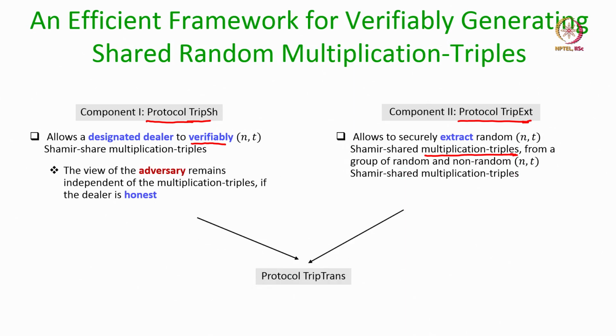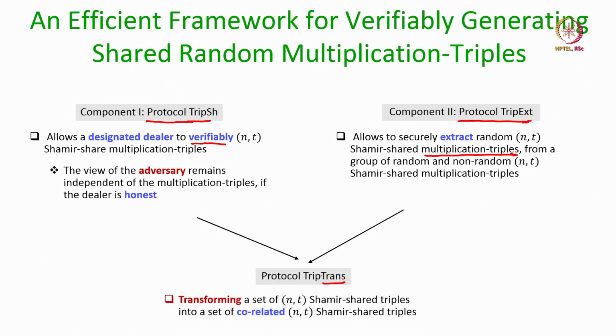Now, we want to instantiate this triple sharing protocol and triple extraction protocol, but before going into the instantiation, we have to discuss another protocol called triple transformation protocol, TRIP-trans, which is a common gadget used both for instantiating the triple sharing protocol as well as the triple extraction protocol. And as the name suggests, TRIP-trans here stands for triple transformation.